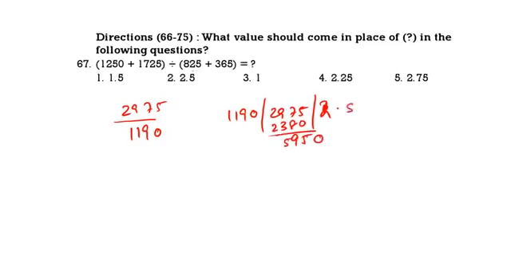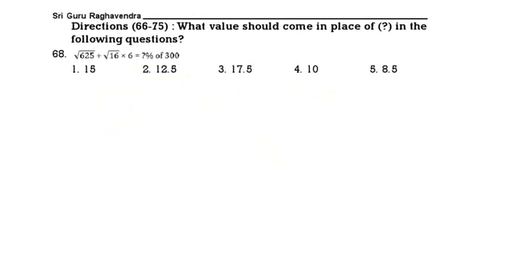5950. Now 5 times 9 is 45, so it is 2.5. That is the correct answer. Next, root 625, that is 25. Root 16, that is 4, into 6 is equal to 3x. Now do the calculation: 3 ones are 3, 3 twos are 6, 2 ones are 2, 2 twos are 4, 25 by 2. 25 by 2 is 12.5. Next question.